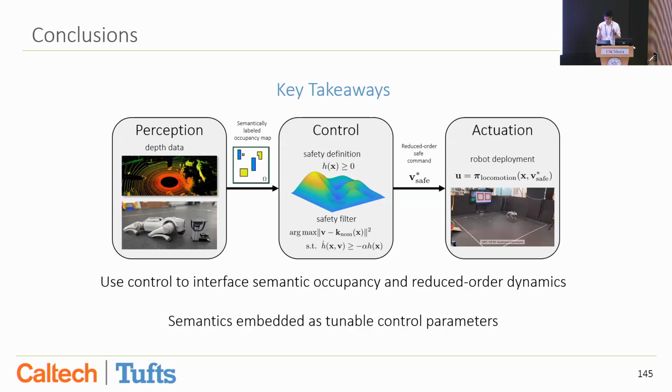So we can use control as this kind of interface between perception and reduced order dynamics at the other end. And this adjustment to the safety filter via these Poisson safety functions and the Laplace guidance fields gives us additional tuning parameters for the MPC CBF controller and the CBF QP to adjust the behavior to fit the semantics of the scene. Thanks.